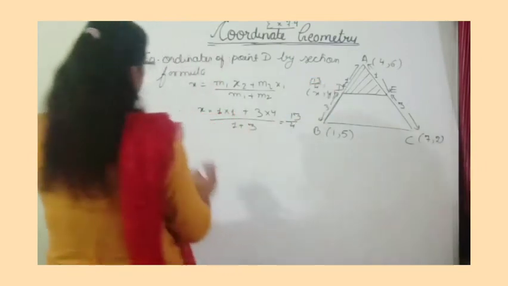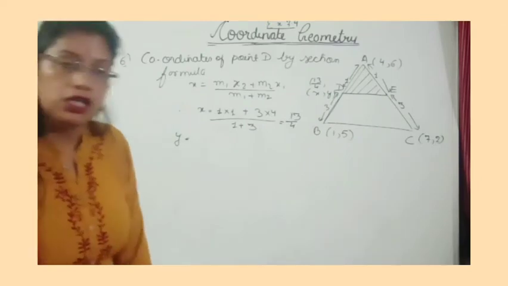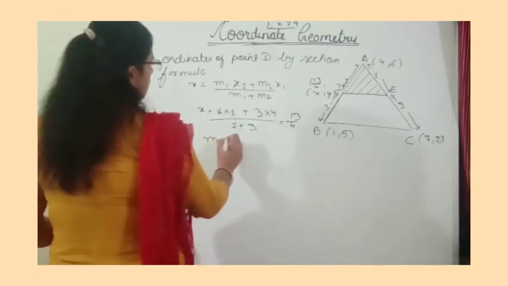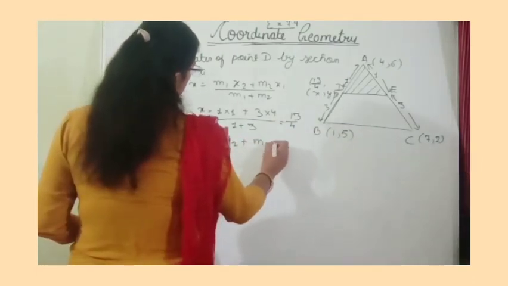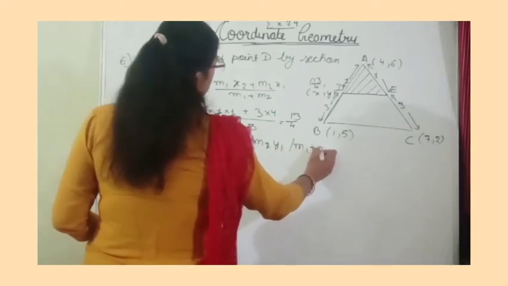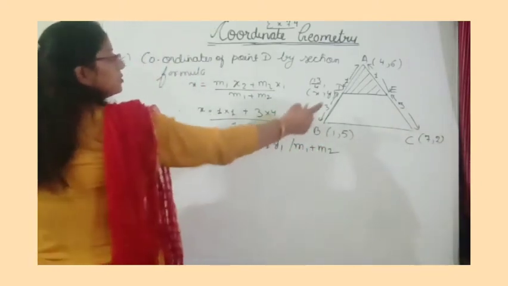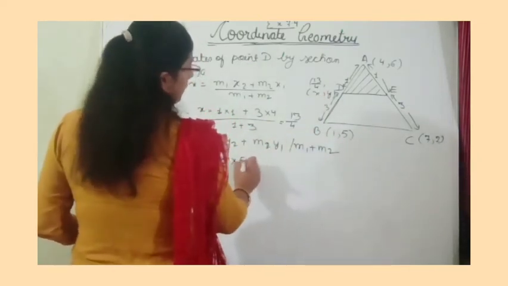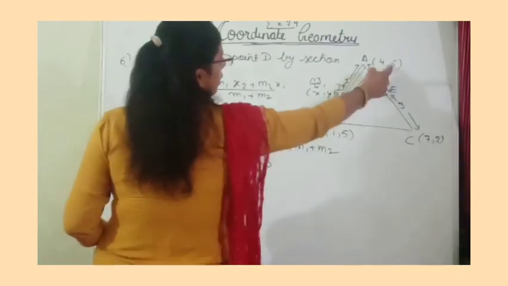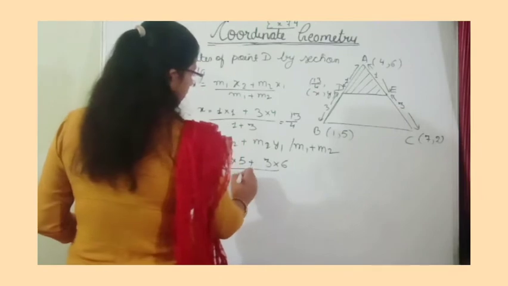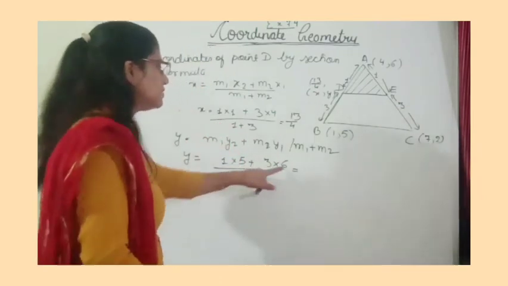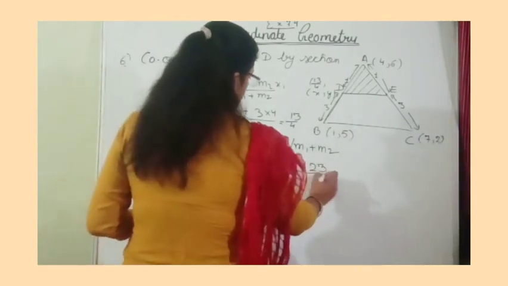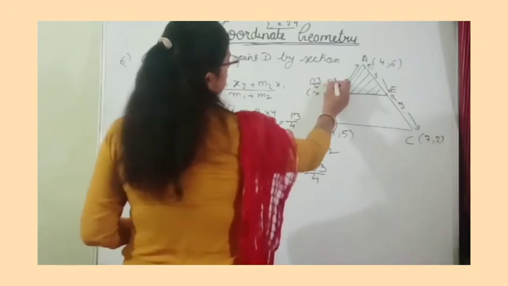Now same way you can find the y coordinate of this. So what will be the y coordinate? Same way, M1 y2 plus M2 y1 upon M1 plus M2. So what is the y coordinate of point D? M1 y2 5 plus M2 y1 divided by M1 plus M2. So 1 5 is a 5, 6 3 is a 18, 18 plus 5, 23. So we get 23 upon 4.